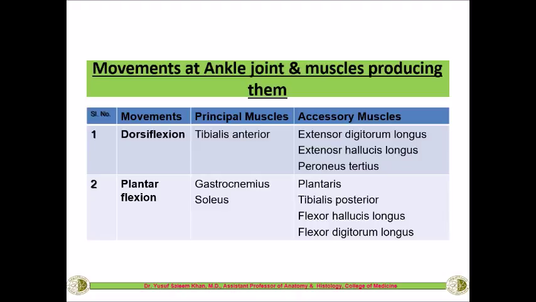Coming to the movements of the ankle joint, there are two types of movement: one is dorsiflexion and the other is plantar flexion. Dorsiflexion is a movement in the foot where you lift the foot upwards.